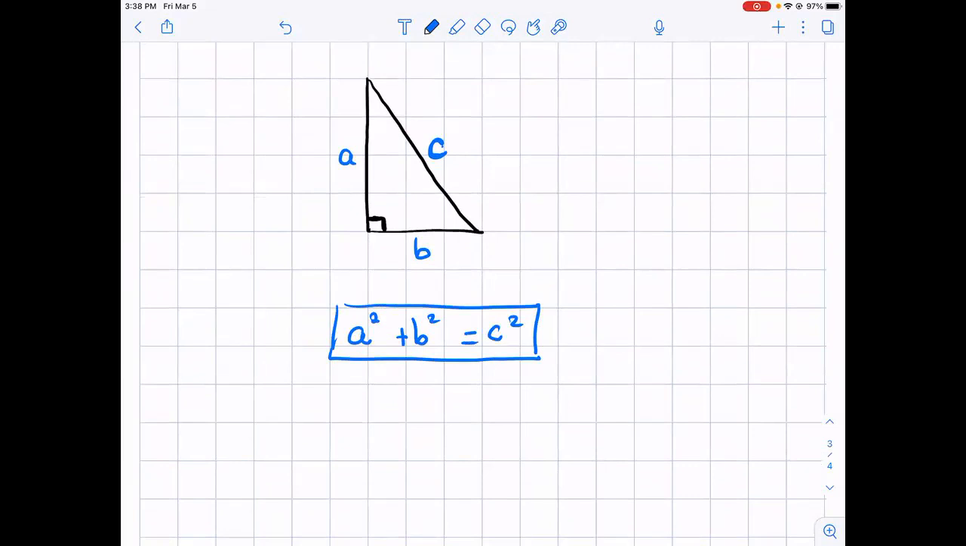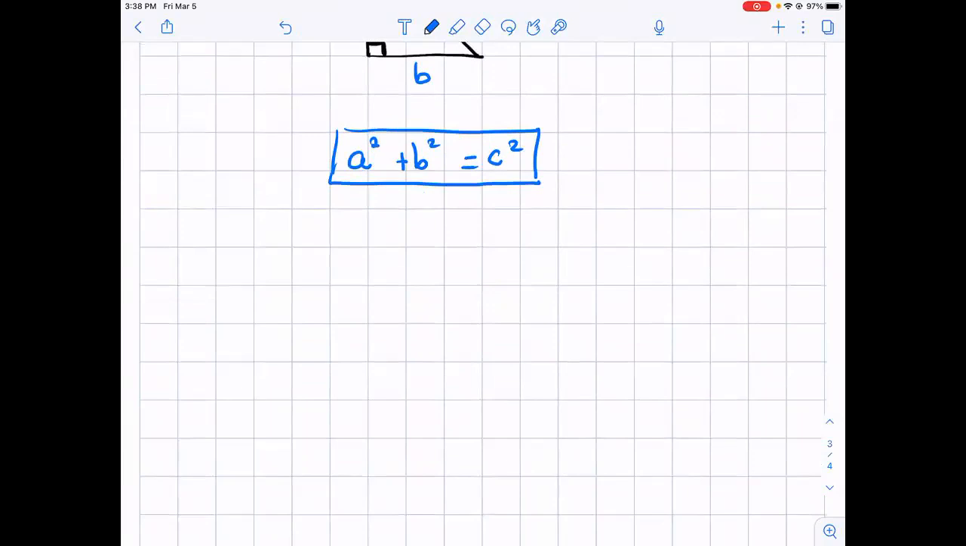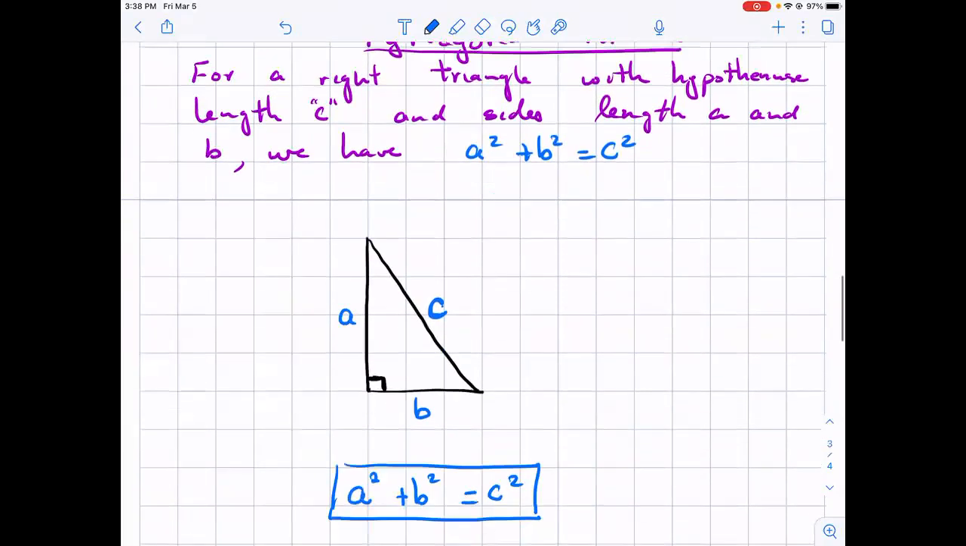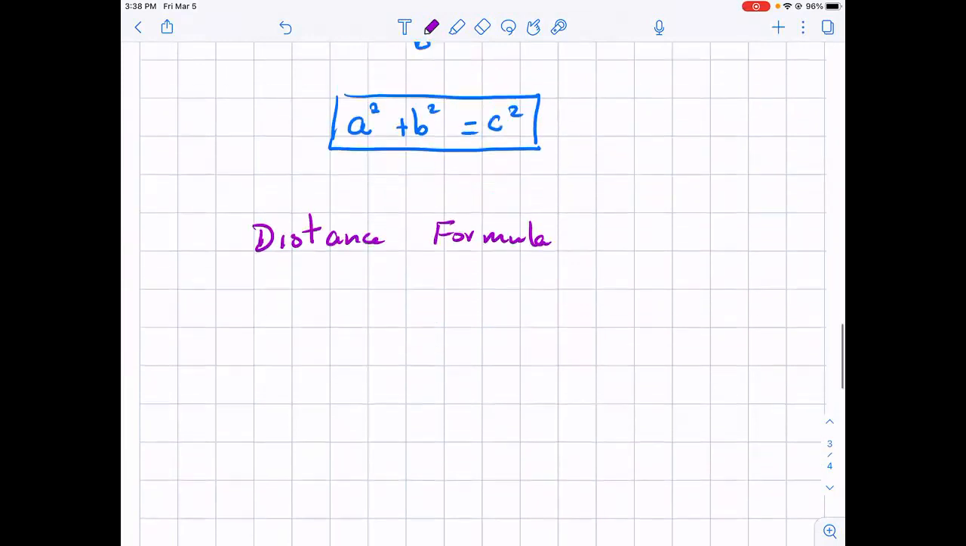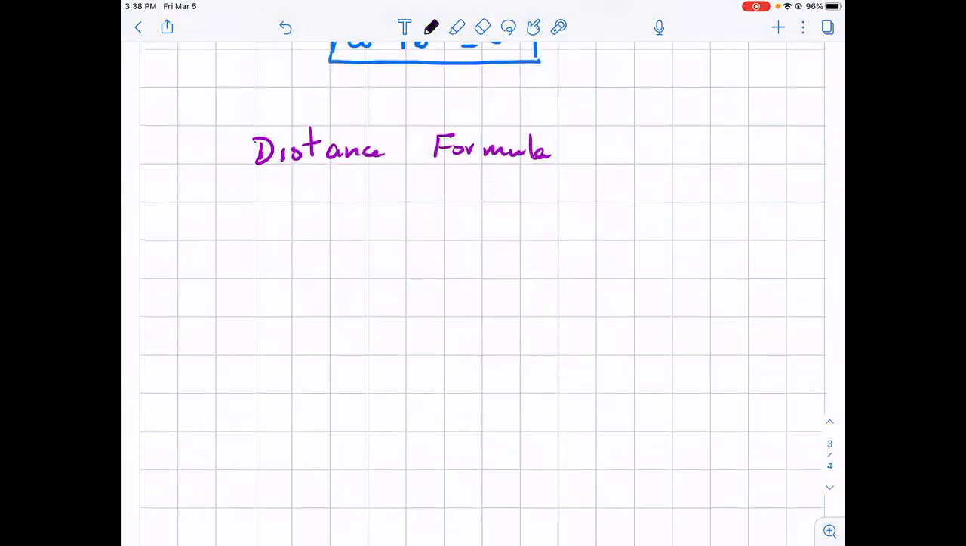We also have the distance formula. And we can use point (x, y) on the Cartesian plane. So as you can imagine, the distance formula is used to find the distance between 2 points.